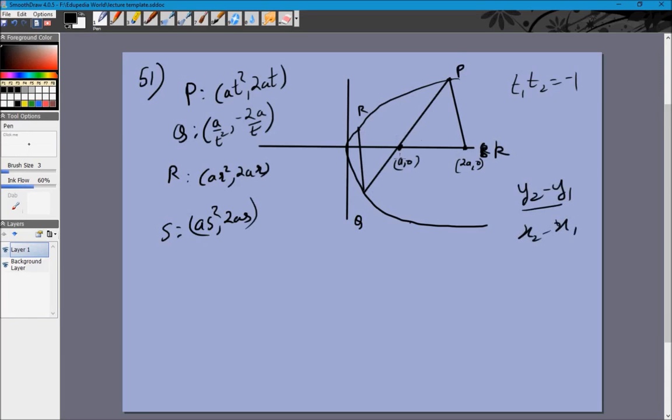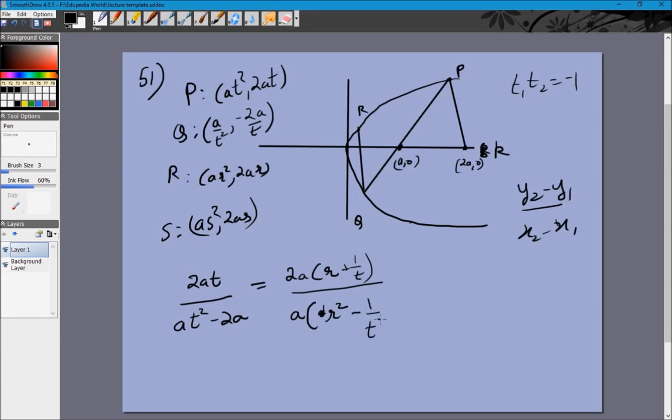So in the first case, let's take this to be y. So 2at minus 0 divided by at squared minus 2a. This is the slope of PK. That is equal to the slope of RQ. That will be equal to 2a times r plus 1 by t, divided by a, so we are doing R minus Q, sorry, so R will be first, so ar squared minus 1 by t squared. Right. So this is the equation we have.